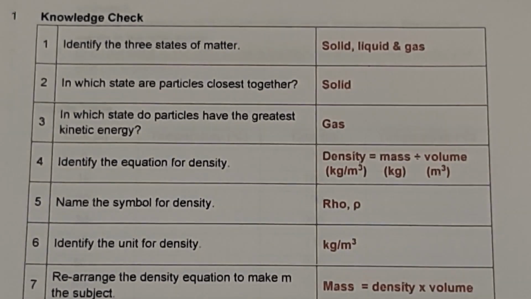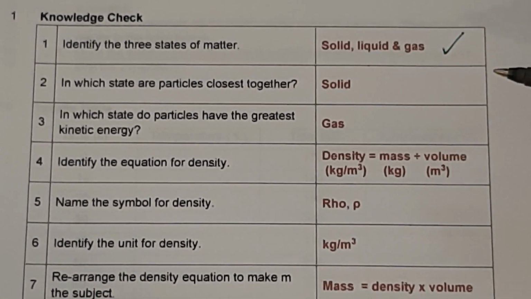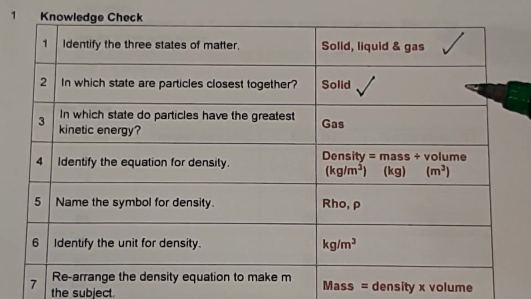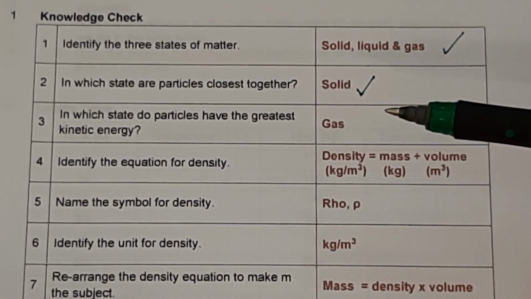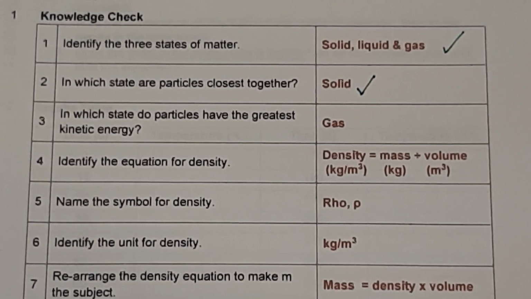Okay, so let's go through those. Question 1, identify the 3 states of matter. That would be solid, liquid and gas. You'll need all 3 for the mark. Question 2, in which state are particles closest together? Well, that would be in a solid. Make sure you're marking in a pen of a different colour to the one that you wrote in to make it clear what's you correcting and what's you ticking to get right.